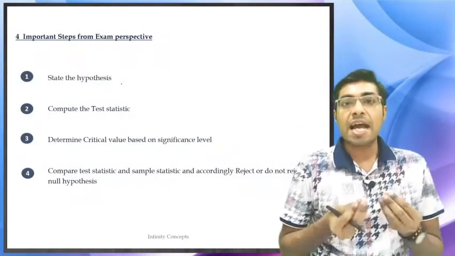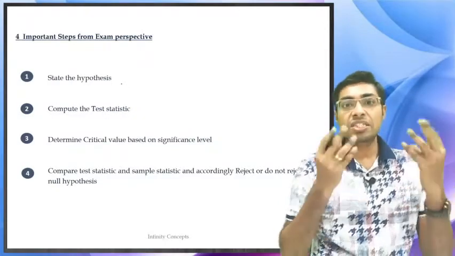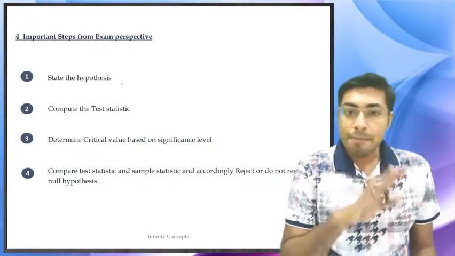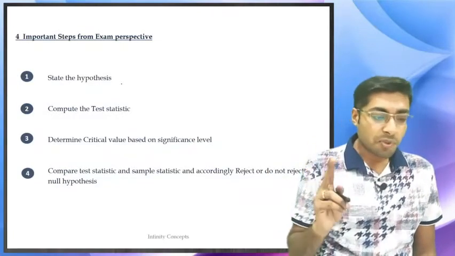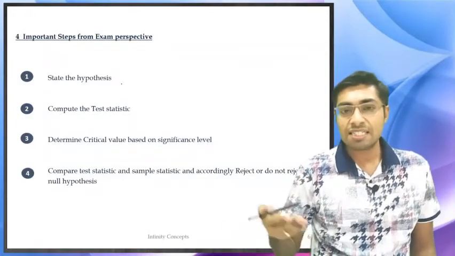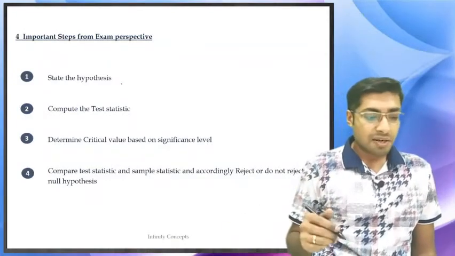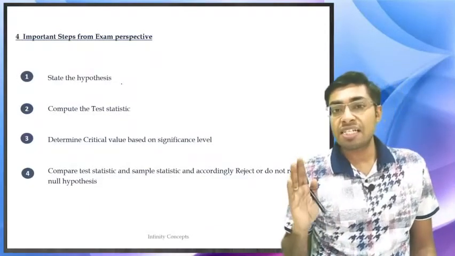First, state the hypothesis. Hypothesis means whatever assertion or statement that you have made, based on that you will have to state the hypothesis. Second, compute the test statistic. When we go ahead, we will see what the test statistic is. Third, determine the critical value based on the significance level.